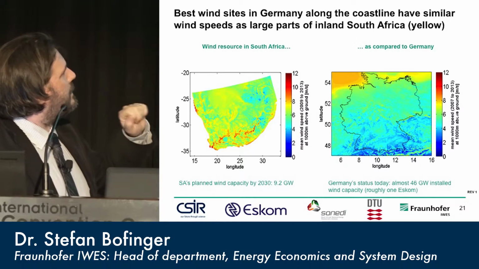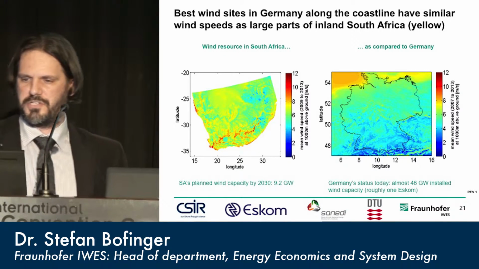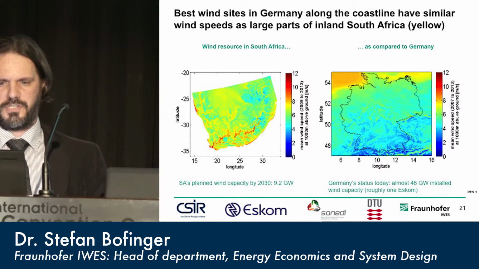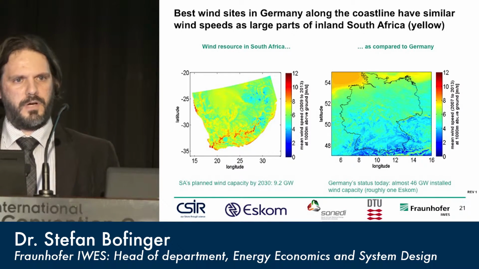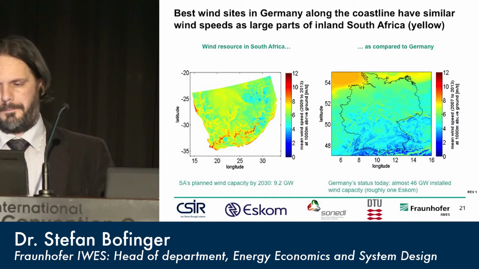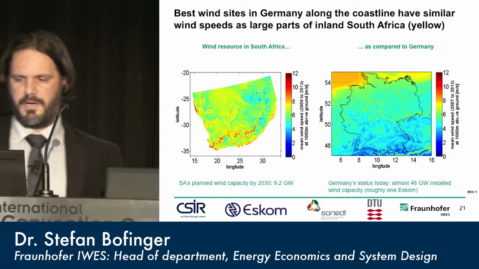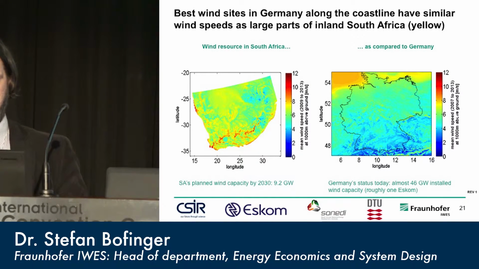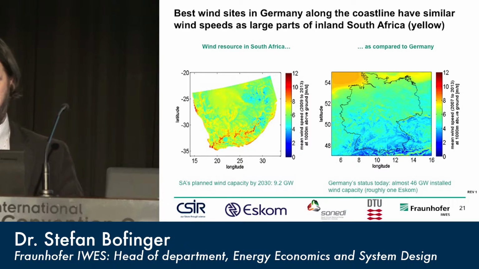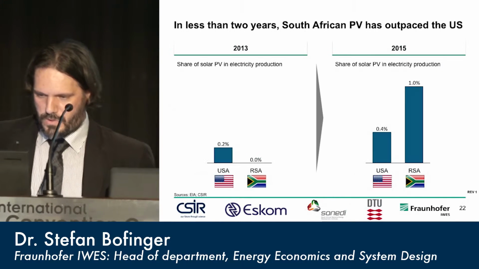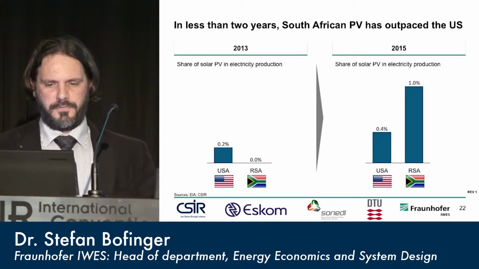But looking at the wind resource, it's also the same. Germany is green and has low or medium solar radiation conditions, and South Africa has much better wind conditions than Germany. In Germany, we have already installed about 40 gigawatts of wind capacity, so we're really using a very viable renewable for the energy supply in Germany, under worse conditions than in South Africa.